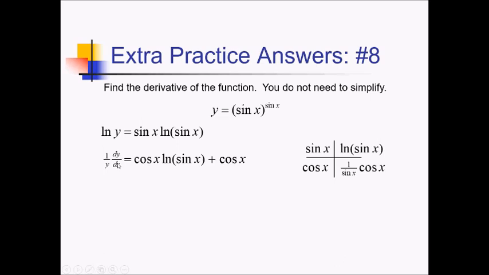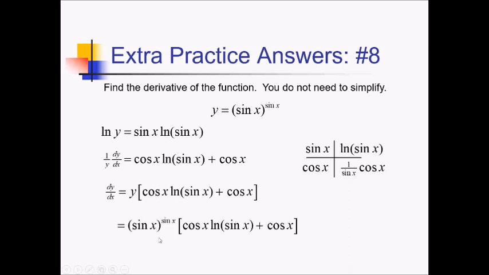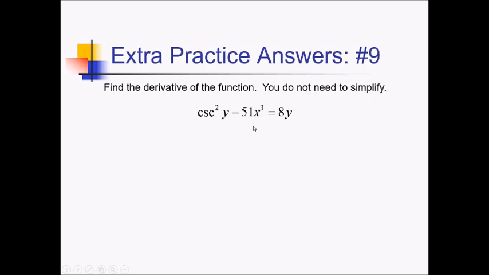We can do that by multiplying both sides by y. So I'm going to have all the stuff on the right side in a big parentheses with the y that I just multiplied outside. And they never said we had to put it just in terms of x. But if you wanted to, you could replace this y with sine of x to the sine of x to get this final answer.